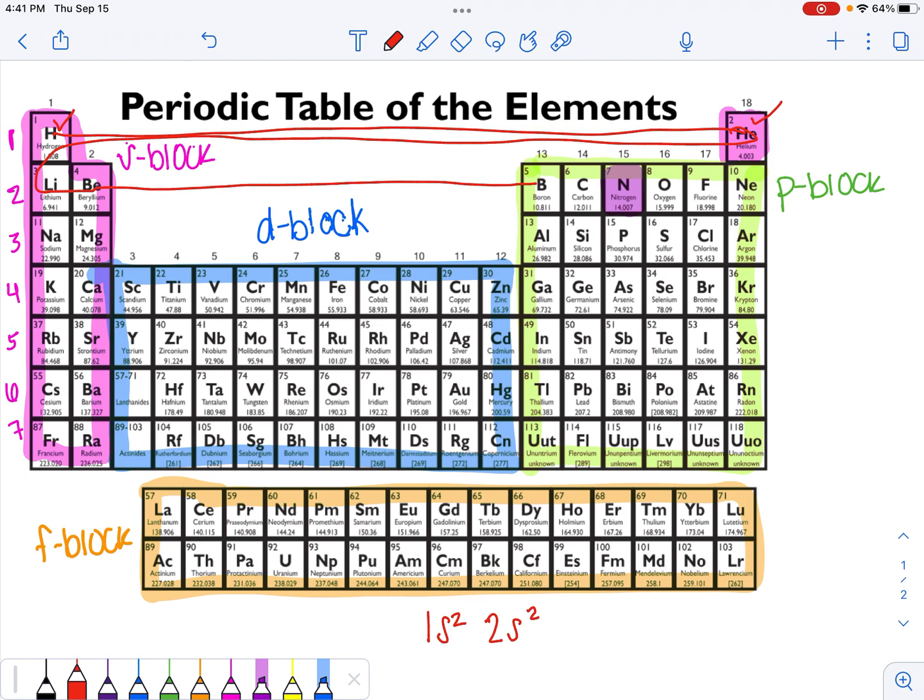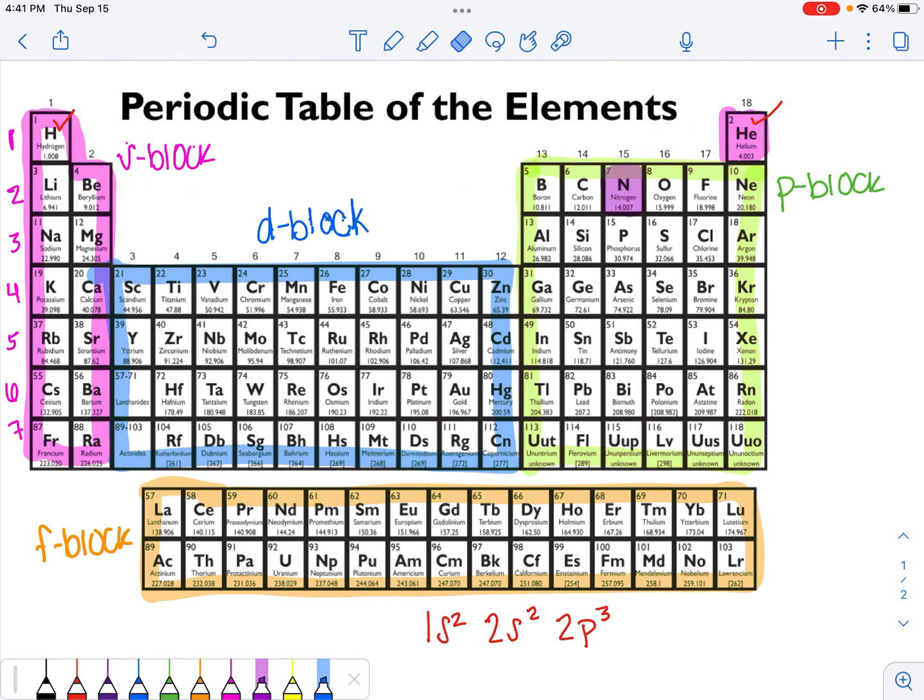This tells me I'm now filling P orbitals. I'm still in the second energy level because I'm in the second period. So 2p. And to get to nitrogen, I go through boron 1, carbon 2, nitrogen 3. This tells me that I have 3 electrons in the p orbital for nitrogen. So this is nitrogen's electron configuration. You can keep going and keep doing this for elements that get more and more complex. You just have to keep going through the periodic table until you get to the element that you want.